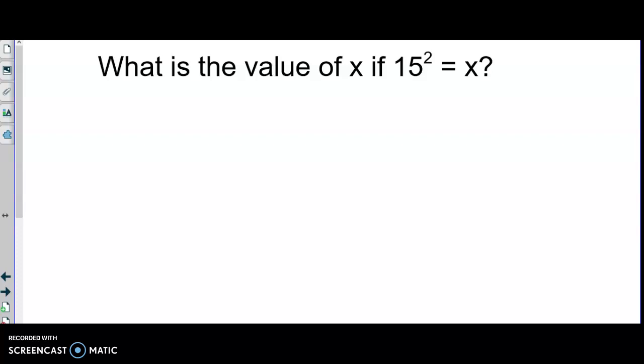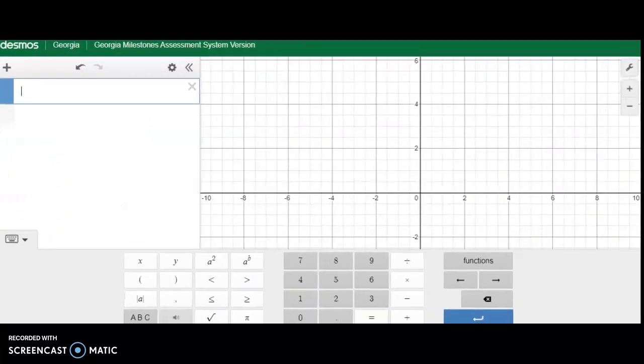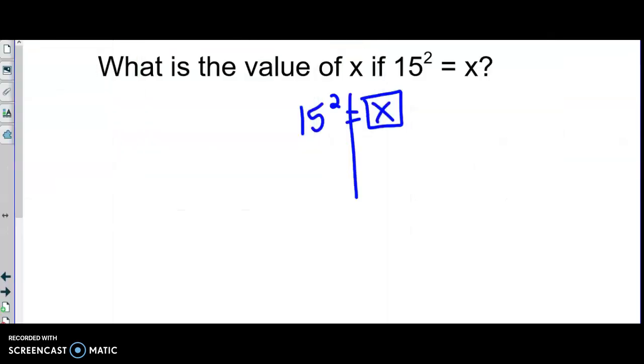What is the value of x if 15 squared equals x? Okay, well remember when we solve equations, we always try to get the x by itself? Well, guess what? The x is already by itself. So all we have to do is simplify this. And you can either do it in your brain or your calculator. Y'all know me, I'm going to do it in my calculator. 15 squared equals 225. So I'm just going to write that over here. 15 squared is 225. And so that equals x. That would be my answer.